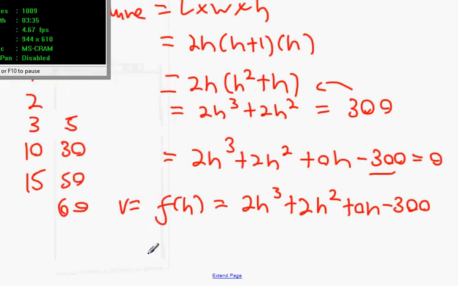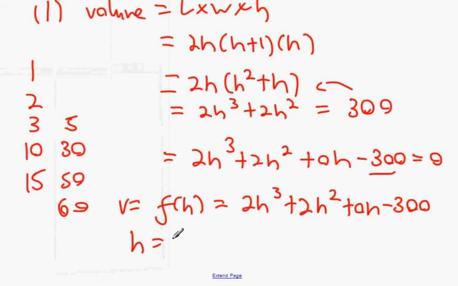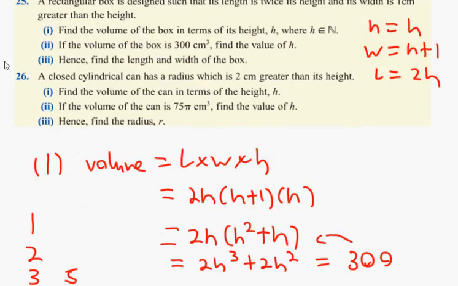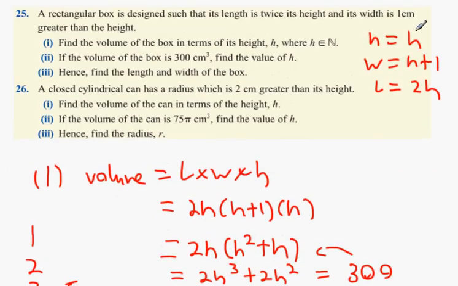So now we know h equals 5 is a root, because remember it has to be a value of h that turns the whole thing into 0. Now if you aren't sure about what we just did, you can go back to the top. h is 5, width is 6, length is 10, because 2h is 10. Multiply them out and you'll find that that's also 300.